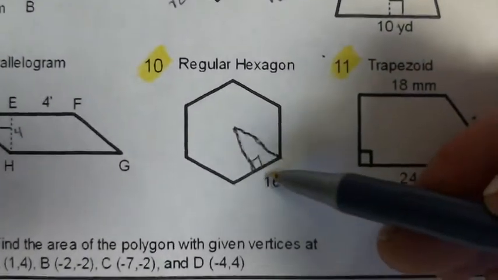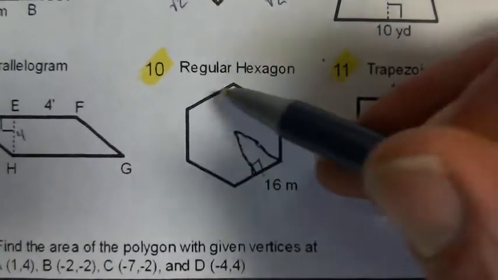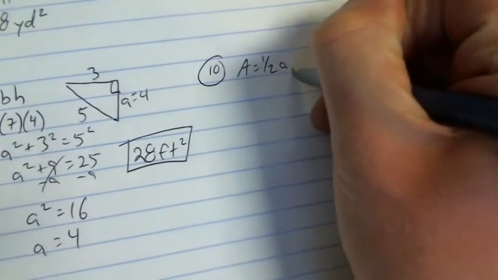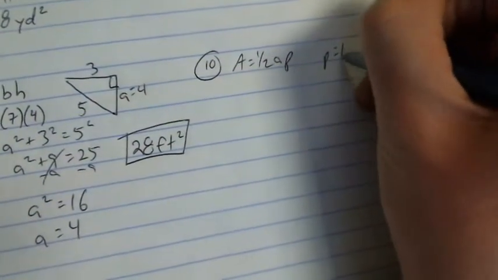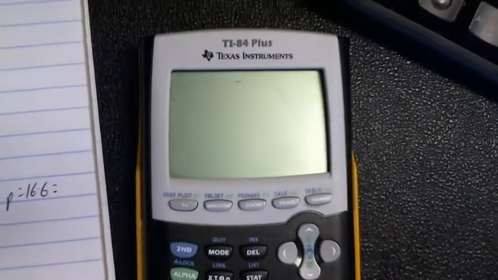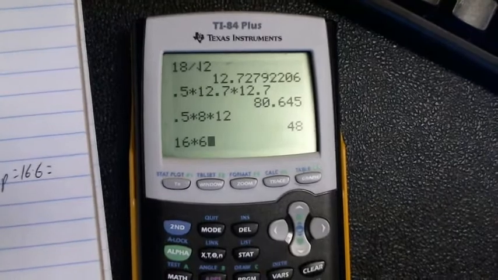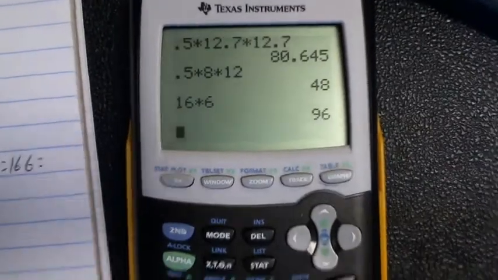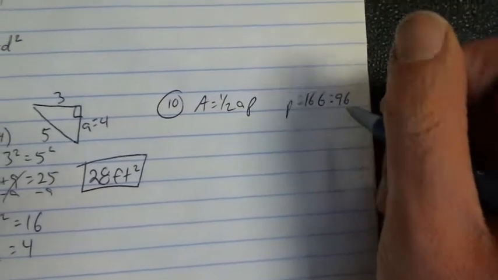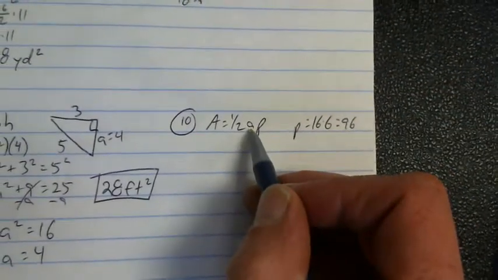First things first, perimeter. 16 times 1, 2, 3, 4, 5, 6. 16 times 6 is our perimeter. So here's our formula. Perimeter is going to be 16 times 6, which is 96. We need to find that apothem.